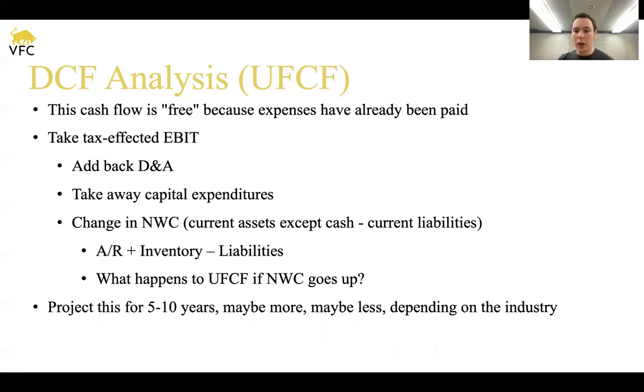Then you adjust for change in working capital. Working capital is defined as current assets except cash minus current liabilities. And we adjust for this because if assets went up and therefore working capital went up, you must have paid cash for those assets. And the opposite is true for liabilities. So a positive change in working capital will reduce unlevered free cash flow, but a negative change in working capital will increase unlevered free cash flow. Then once you've calculated unlevered free cash flow, you'll project it out for usually around 5 to 10 years, because it's hard to project cash flows out accurately beyond that period of time.